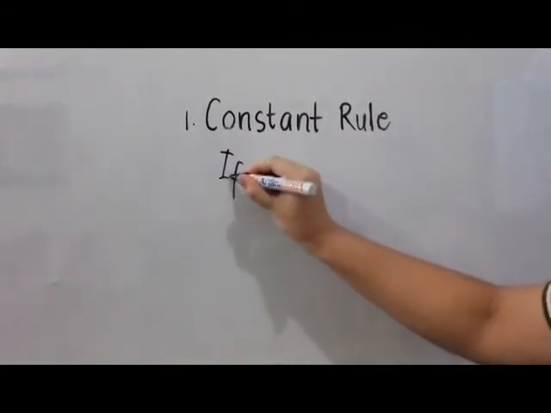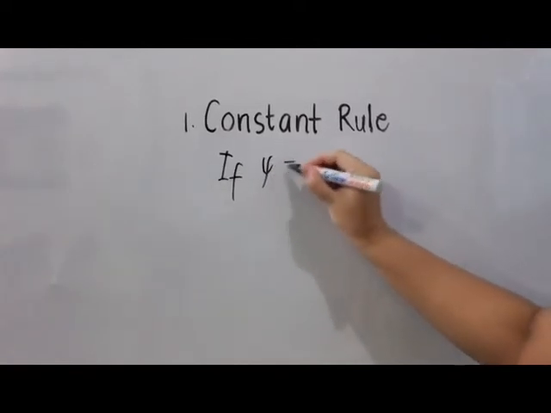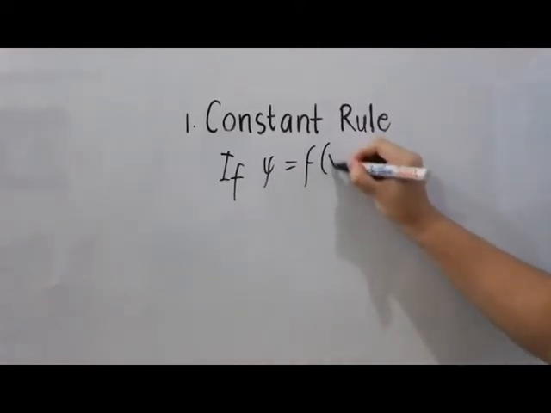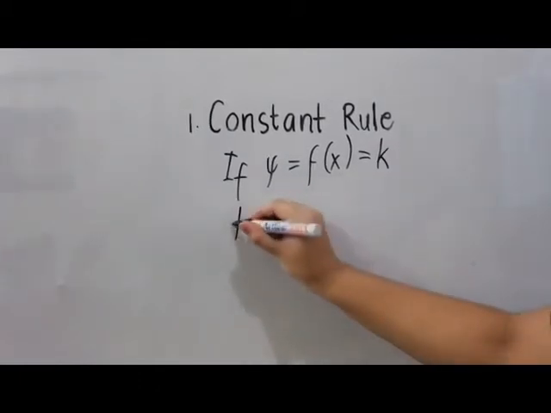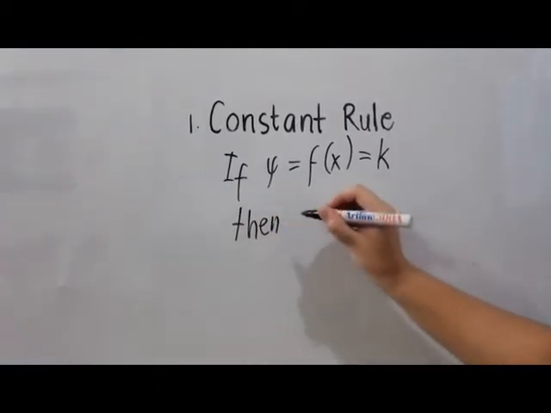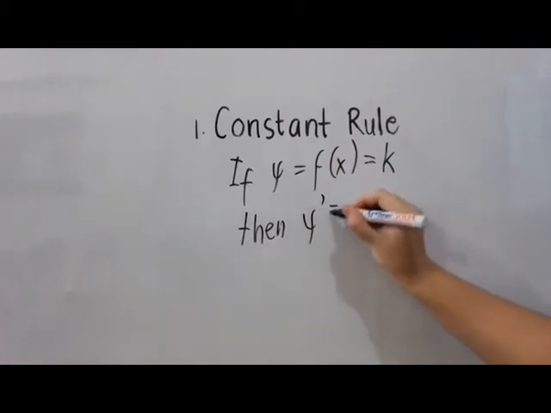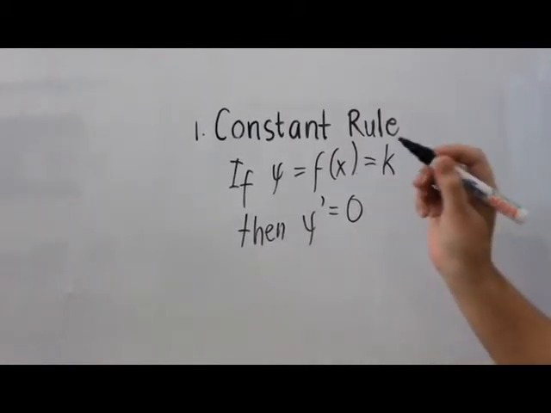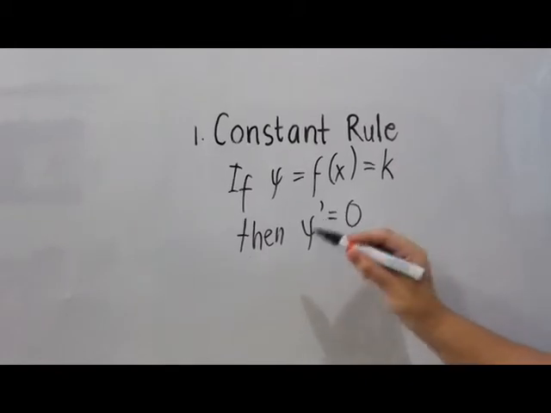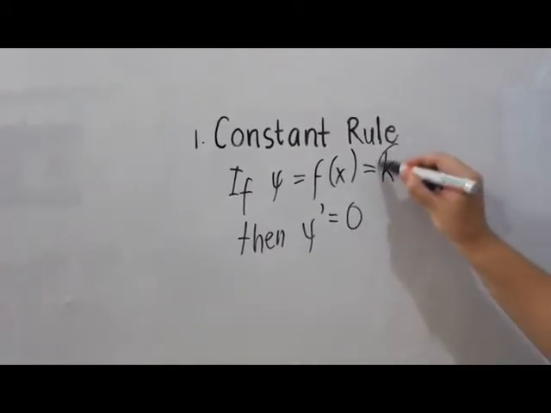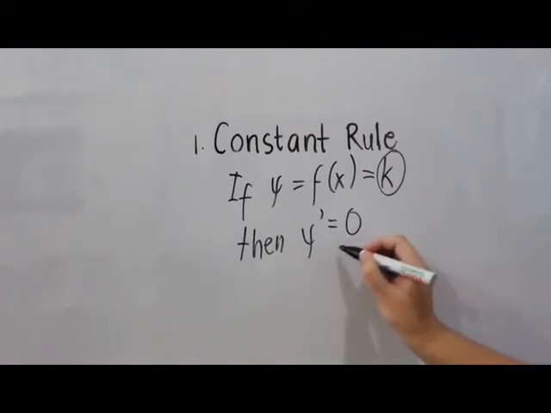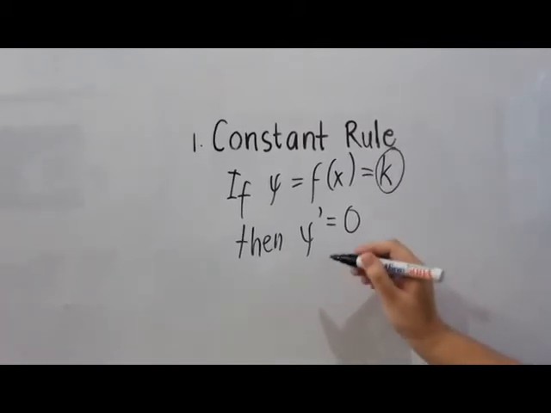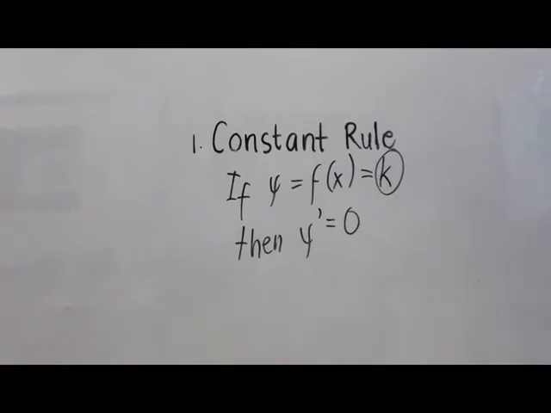If y is equal to f of x equals k, then y prime is equal to 0. It simply means that if you were given a constant, here for example, its derivative would be equal to 0. So let's have an example.